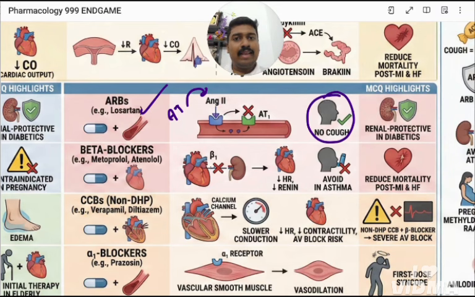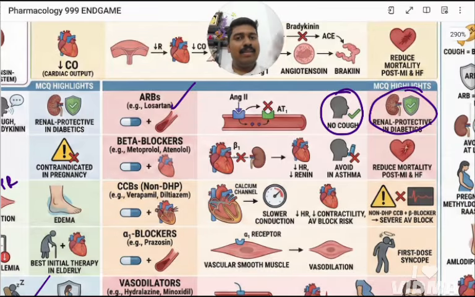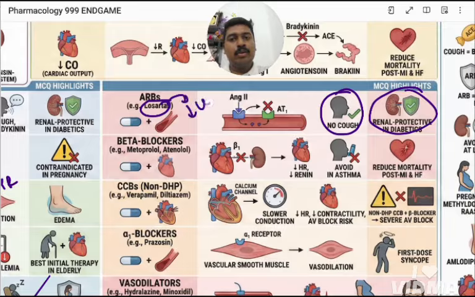One important thing is ACE inhibitors actually cause cough. Here the ACE enzyme is not inhibited, that's why we don't have increased bradykinin. So there is no cough, and they are also renal protective in diabetics, just like ACE inhibitors. So ARBs are nowadays a better choice compared to ACE inhibitors. And one more thing is that losartan also decreases uric acid levels. So in patients who have gout along with hypertension, losartan is the drug of choice.